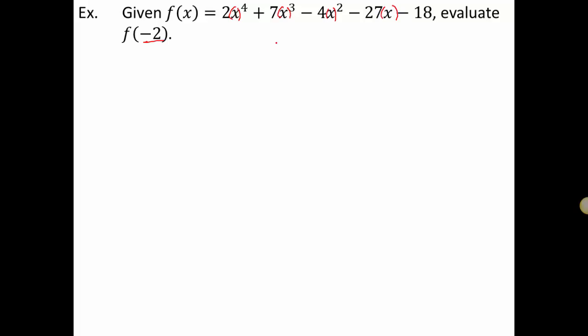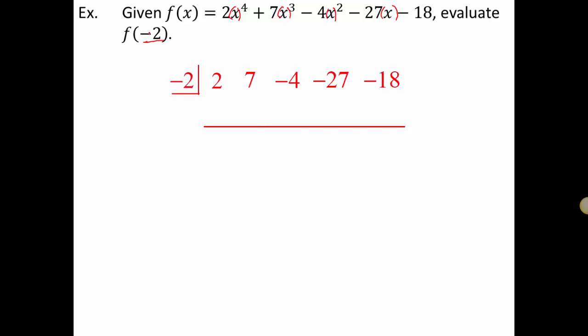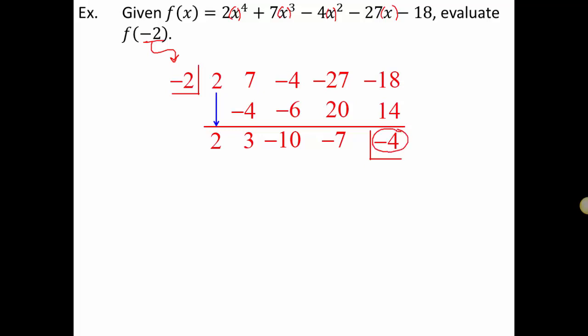What I'm telling you is that the remainder theorem says that another option is to use synthetic division. I'm going to put the coefficients of f of x on the inside, and on the outside I'm going to put negative 2. In other words, whatever number I'm trying to evaluate, that's exactly the number that's going to go on the outside. And then follow the process. Drop the 2 down. 2 times negative 2 is negative 4. Add, multiply, add, multiply, add, multiply, and add. Again, the remainder theorem says whatever this remainder is, that is the answer to the question f of negative 2. So f of negative 2 is negative 4.